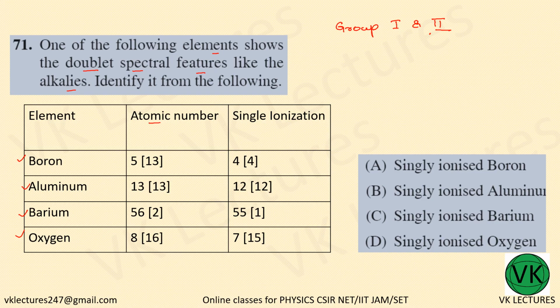given in the second column, and the single ionization will give rise to this many number of electrons, and by comparing their groups only barium will fall in the group 1 or 2, which makes it have a doublet spectral feature similar to alkalis. So the barium is the correct option, that is singly ionized barium, the option C.